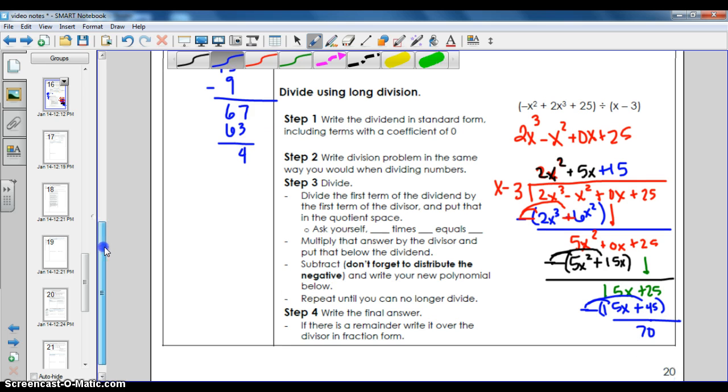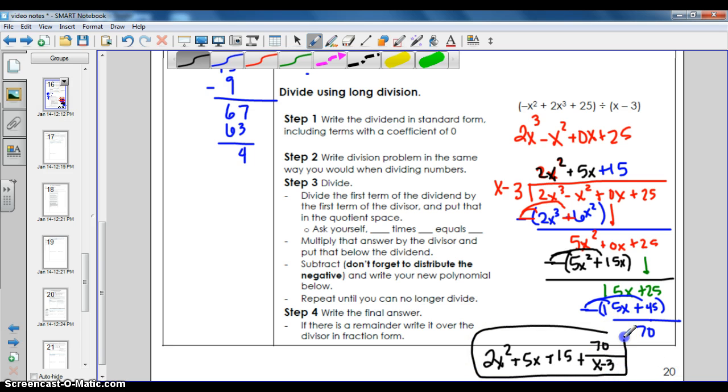So our final answer would be written, it's formed up here as 2x squared plus 5x plus 15, and then we do plus, and we put our remainder 70 over our divisor there, which is x minus 3. And that's our final answer. So you also have to represent that remainder. Let's do another one.